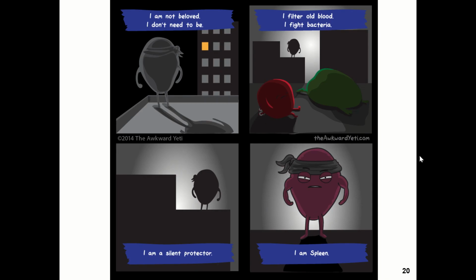So here is a cartoon from the Awkward Yeti, just my favorite cartoon, and I'm going to use a bunch of these throughout this class because they're awesome. Here's spleen saying, "I am not beloved, I don't need to be. I filter old blood, I fight bacteria." See, here's erythrocyte and there's a bacteria. "I am a silent protector. I am spleen." So be grateful for your spleen, be grateful for your red blood cells.